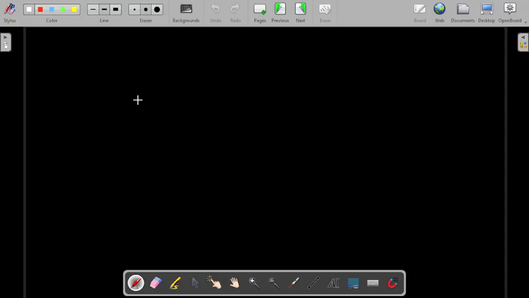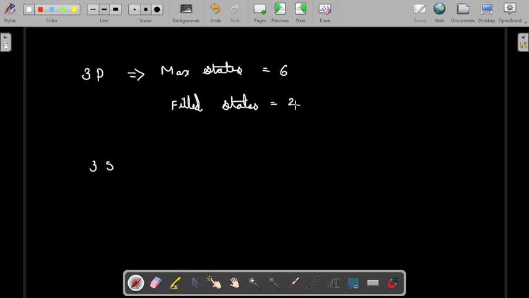Let's see the two outermost orbitals alone, that is 3p and 3s. In the p shell, a maximum of 6 electrons can be filled, so max states will be 6. The filled states are 2, so there are 4 vacancies, meaning empty states are 4. Then for 3s, the max states is 2.